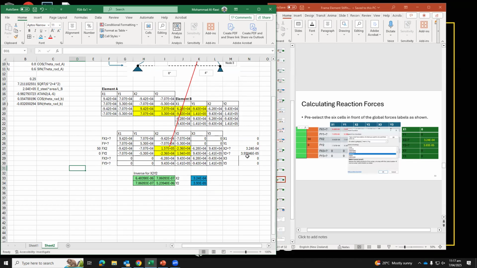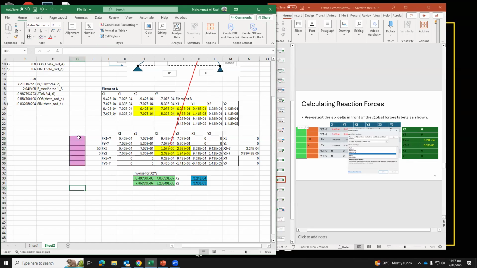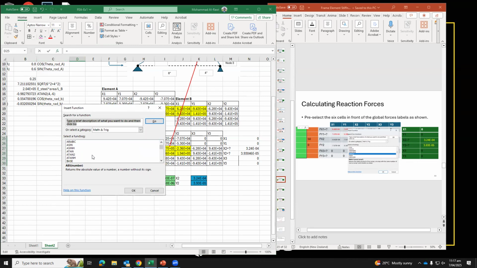We need to create a new function here. I will highlight this with a different color. Let's use purple, light purple, and make it squares. So we highlight this table, go to function. Again, we go to M.